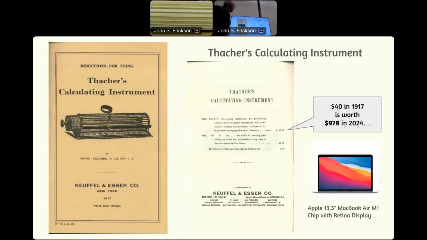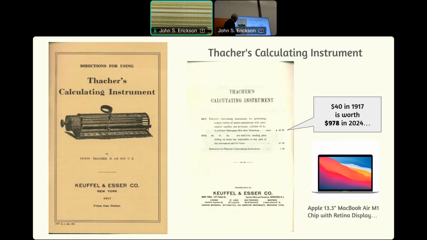There we go. So the Thacher's calculating instrument, and this is what I was referring to. Some models of the instrument had a cursor and had a magnifier, so you could see your calculation a little bit more closely. But I wanted you to see his directions for using it. Keuffel and Esser were licensed to manufacture.